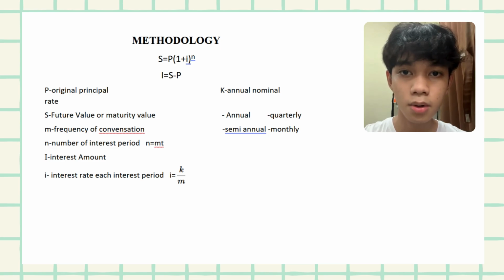Capital I is interest amount and the small i is interest rate each interest period. The formula is i equals k per m. k is annual nominal rate, which is annual, semi-annual, quarterly, and monthly.